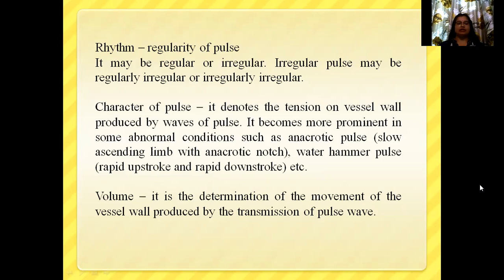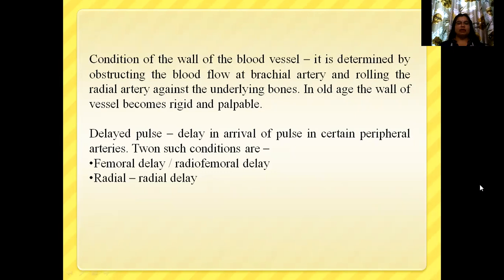Volume is the determination of the movement of the vessel wall produced by the transmission of pulse wave. Condition of the wall of blood vessel is determined by obstructing the blood flow at the brachial artery and rolling the radial artery against the underlying bones. In old age, the wall of vessels becomes rigid and palpable. Delayed pulse is delay in arrival of pulse in certain peripheral arteries. Such conditions are femoral delay, radiofemoral delay or radial delay.